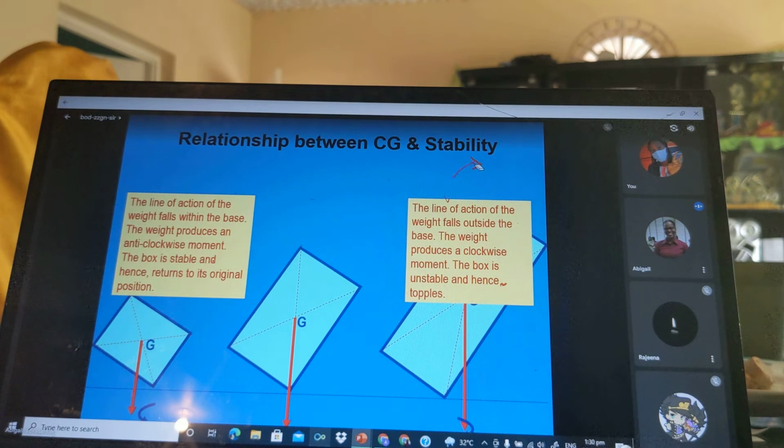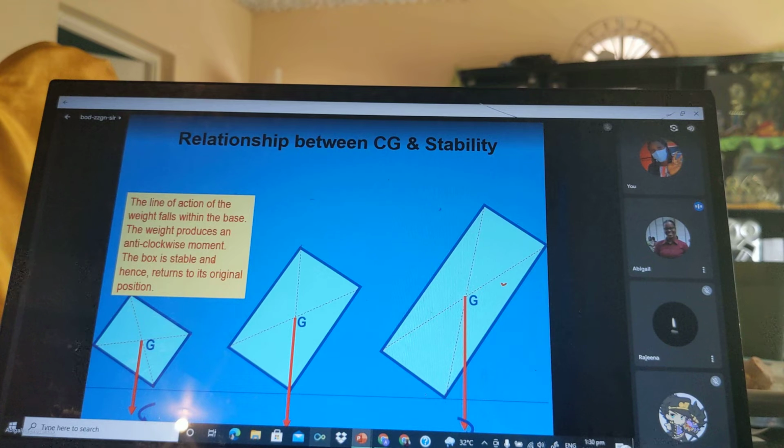Let's go with number 3 first. If you look at number 3, you realize that when you push it over slightly, the line of action of the weight of the object is not within the base. So it's not going to turn to this side, rather it's going to turn to this side right here.